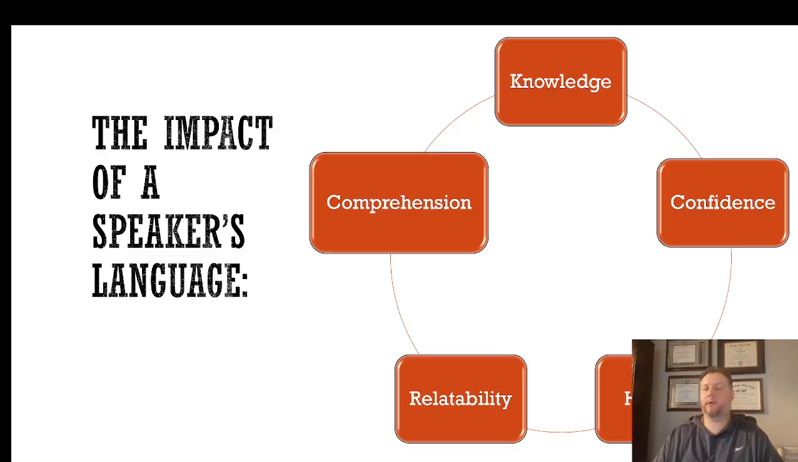So the first thing that they will tend to judge from language is the presenter's knowledge base of the material, right? So how knowledgeable are they on the subject? Secondly, audiences will look at confidence and they will make a general assessment on, do we think this person is confident in what they're saying, right? Do they feel assured in their positions?